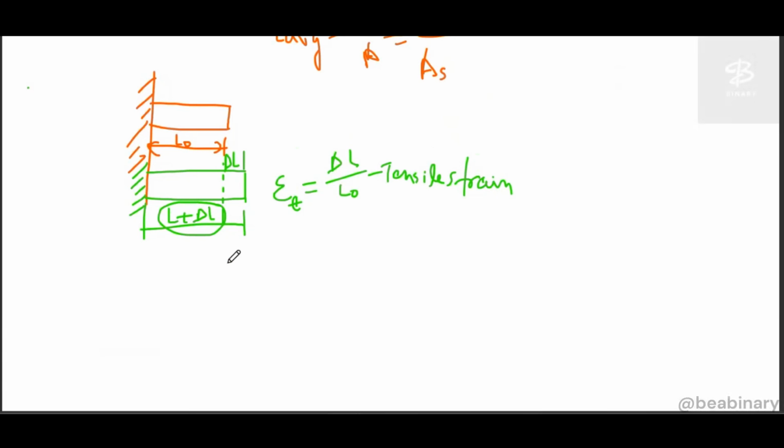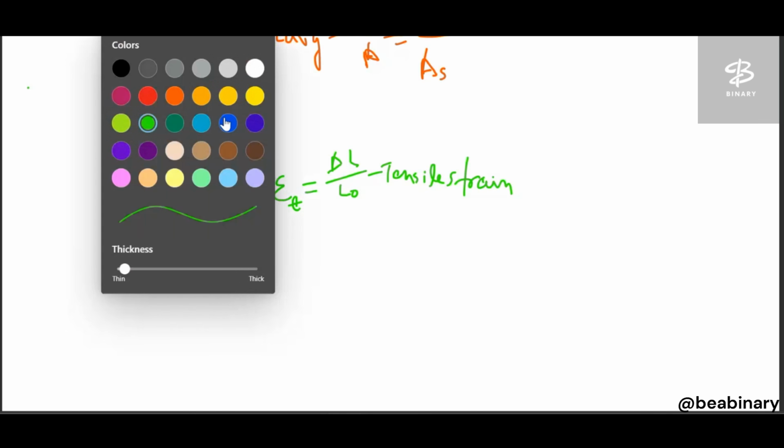Now, similarly, compressive strength. Compressive strength basically means the applied force is a compressive force. Then the reduction in length per unit length is known as compressive strength. So here, compressive strength is defined in a similar fashion. Suppose this load is applied in this fashion.